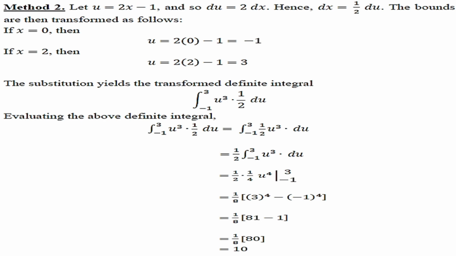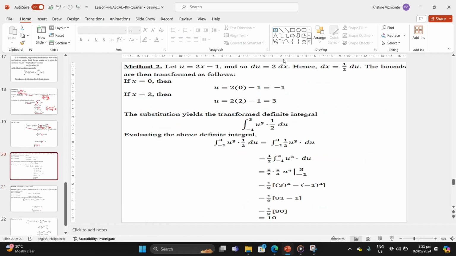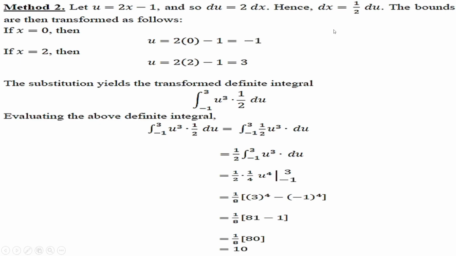Let u equal 2x - 1 and let du equal 2 dx. Okay? So hence, dx is equal to 1/2 du. The bounds are then transformed as follows. Okay, so if x equals 0, then if x is equal to 2, then what will happen next?